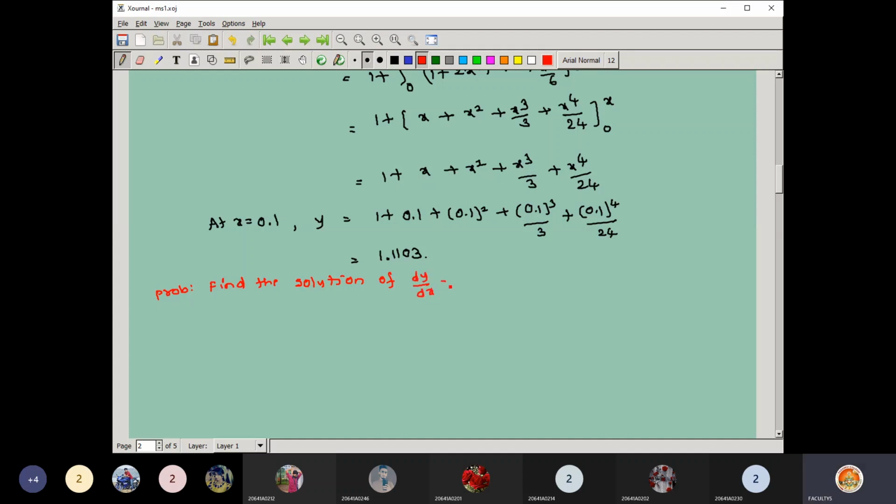So dy by dx is equal to x square plus y square, with a condition. The condition is mentioned here: y of 0 is equal to 0. Same answer. Okay. And find y at x equal to 0.4. So this is a very simple one, you are using Picard's approximation method.